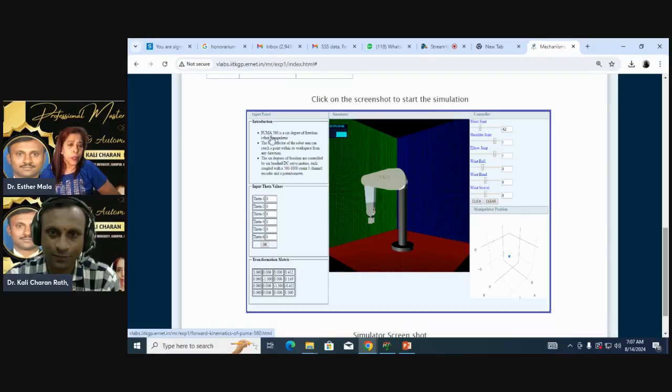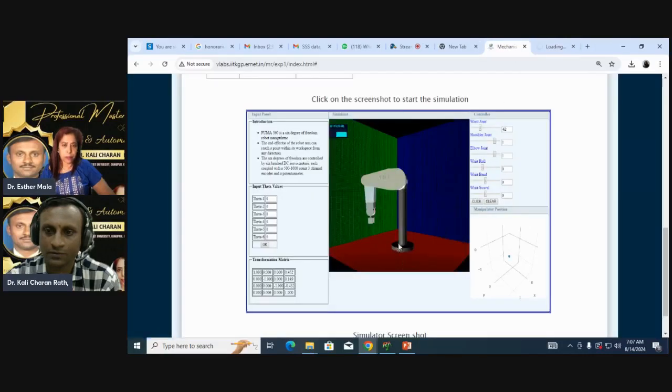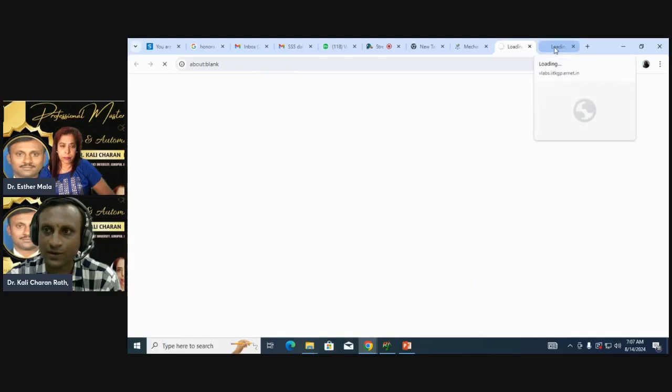It is the Puma 560 robot, an industrial robot. Now, how is it operating? We first have to simulate this one, and based upon that, we will get the results. See here, input theta values. On the left side, theta 1, theta 2, theta 3, theta 4, theta 5, theta 6 are given. On the right side, there is also a controller. Now, I will change this one. Just a minute.